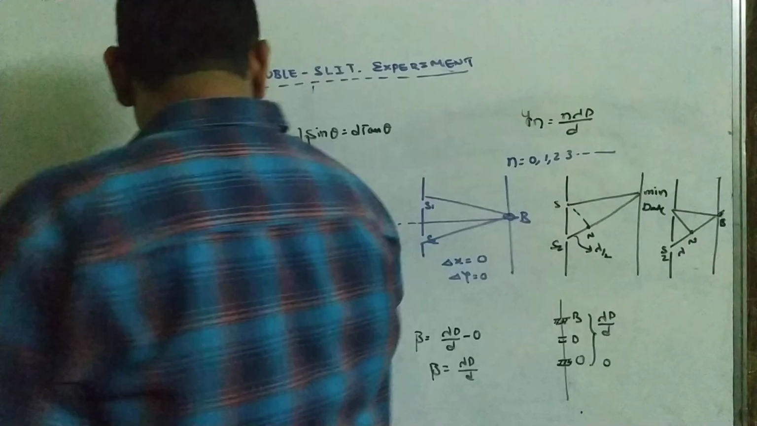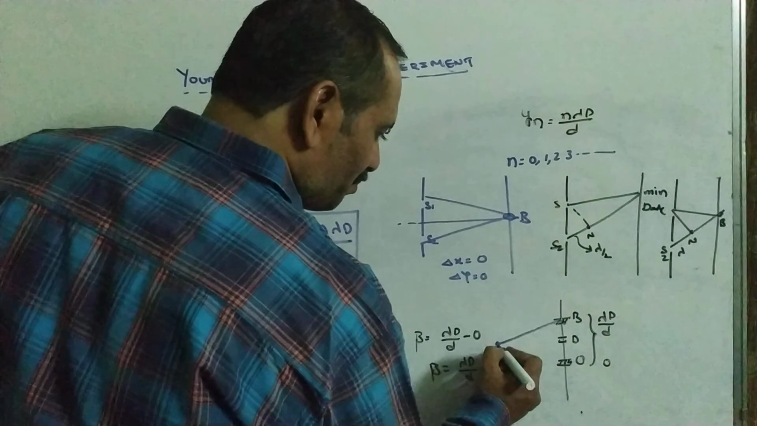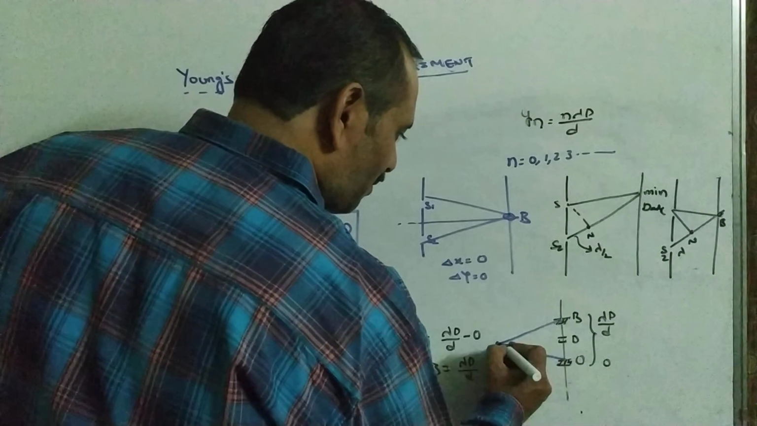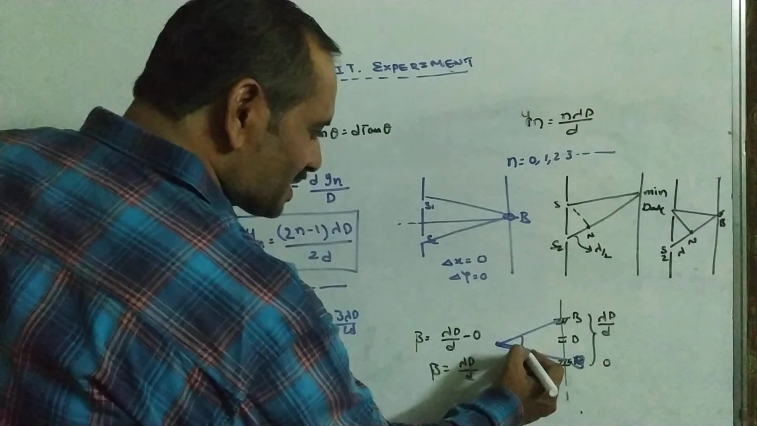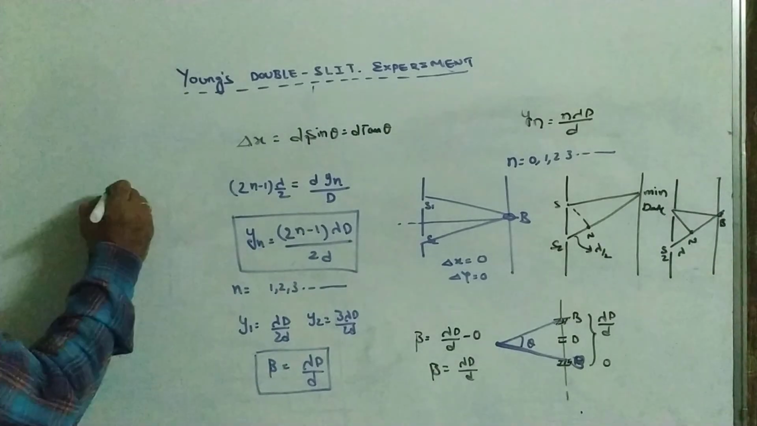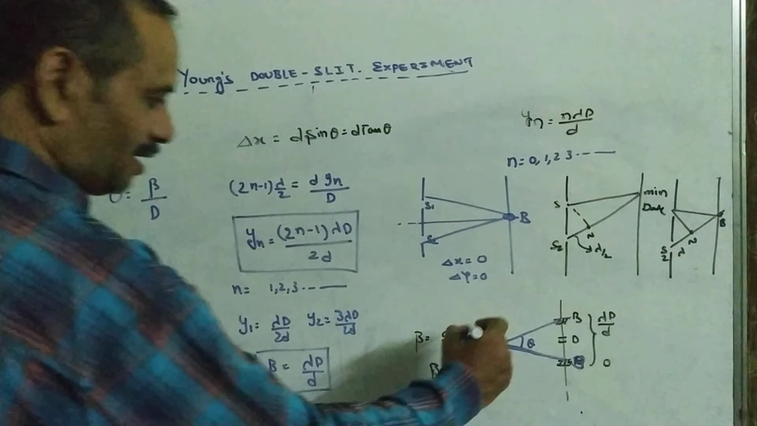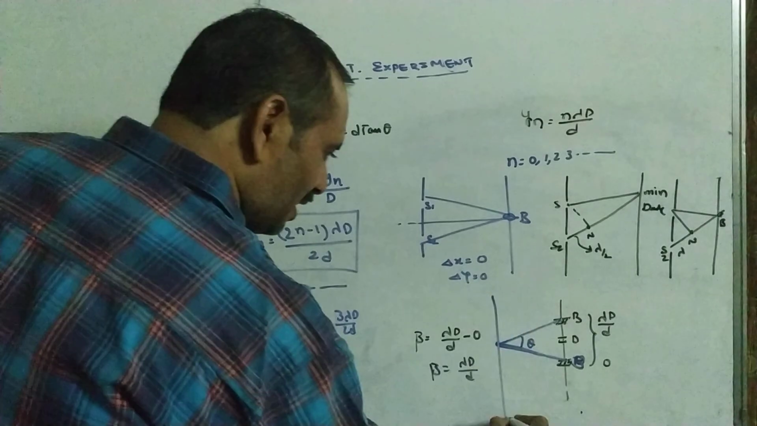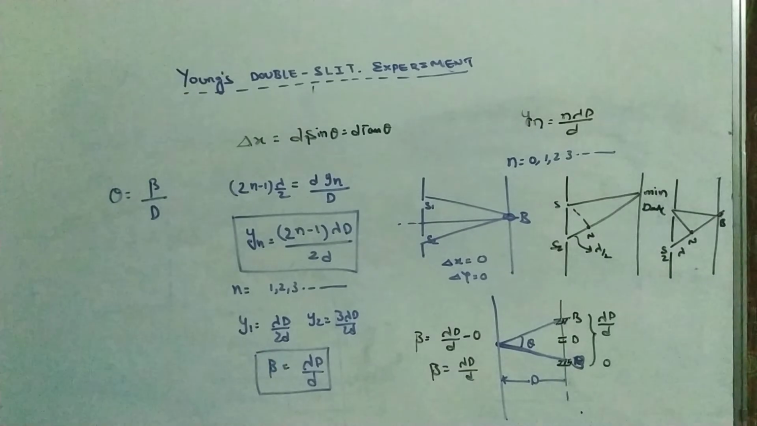Right, sir. Next, angular fringe width. Angular fringe width between two bright bands, theta. Theta equals arc length by radius, that is beta by capital D. This beta by capital D gives theta.